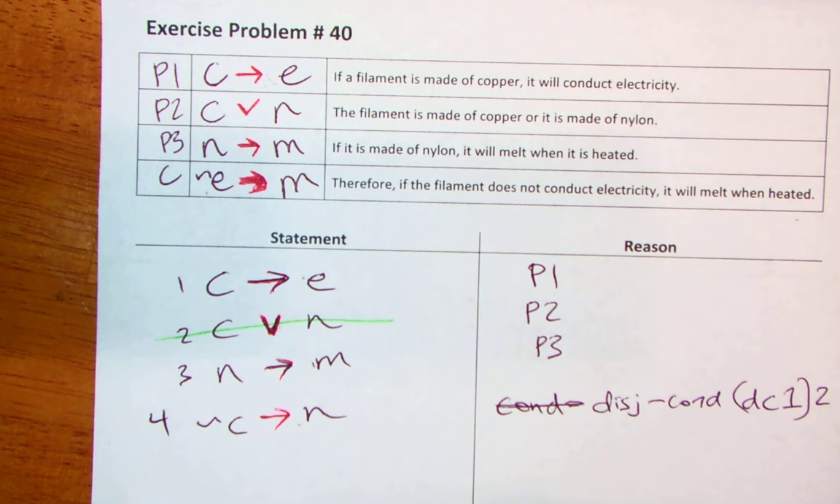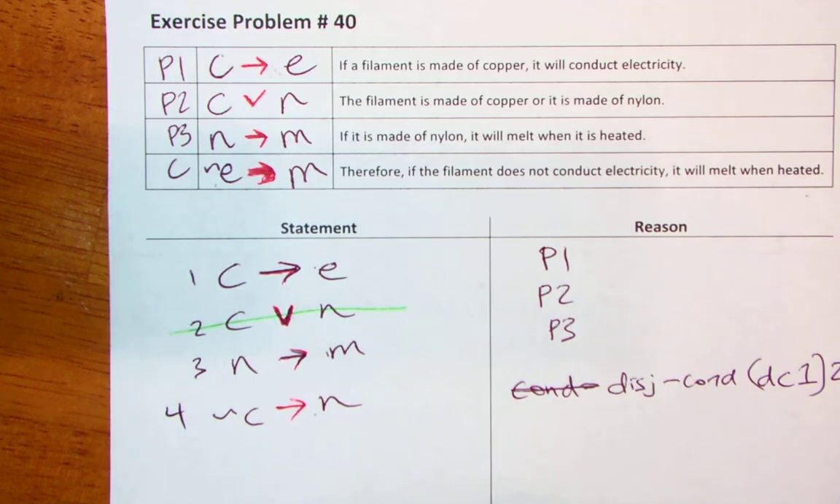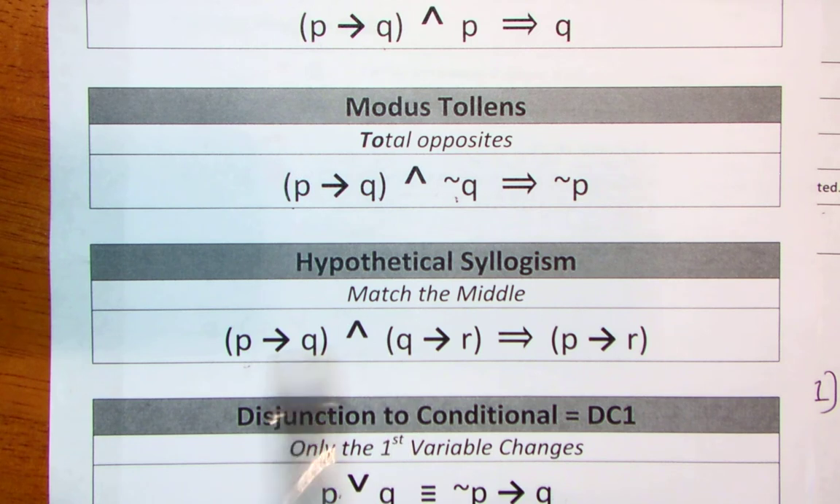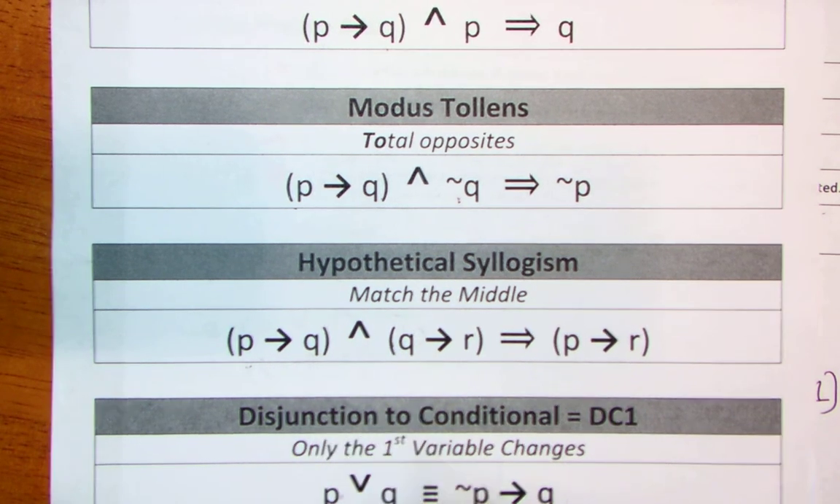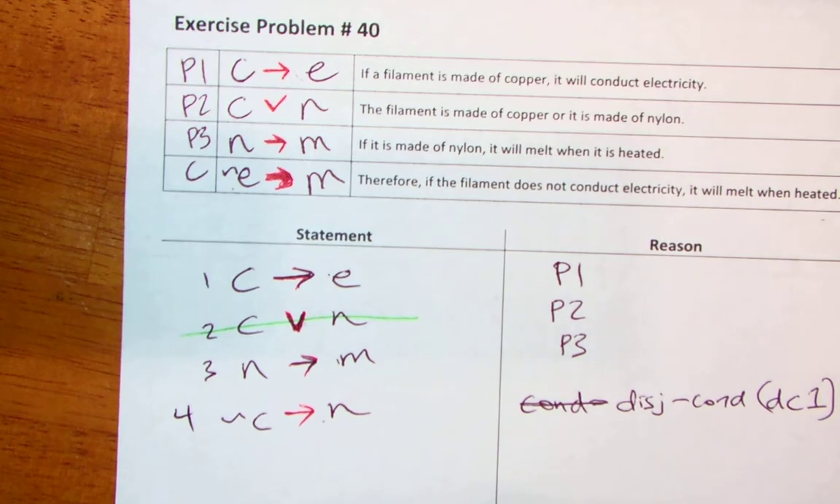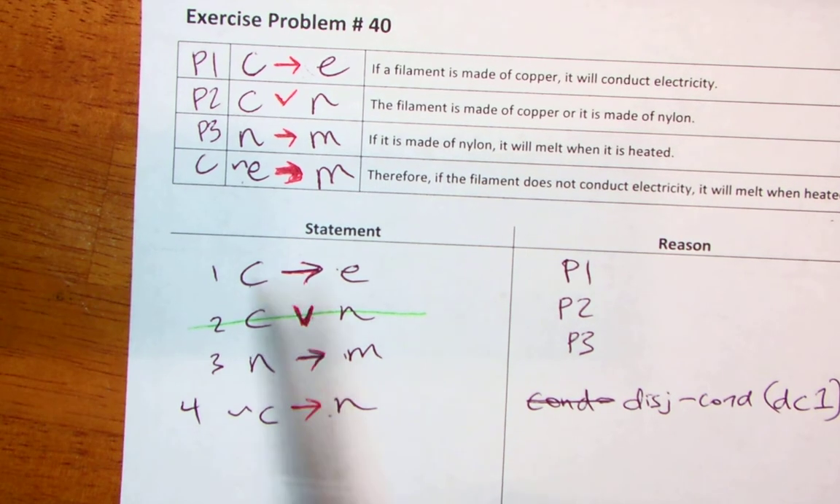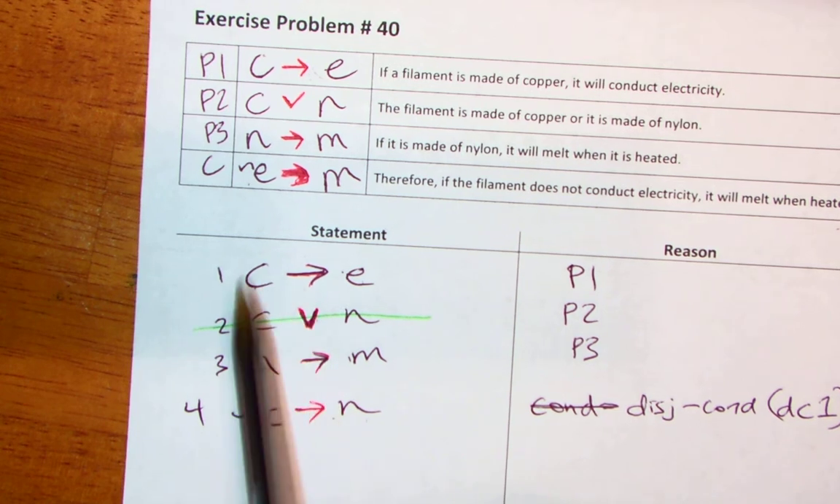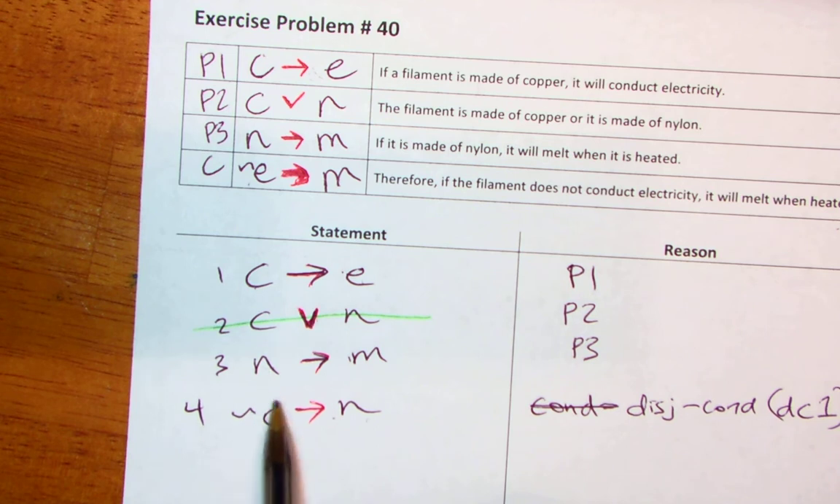Again, I'm not really seeing anything I can do, especially no modus ponens or tollens. However, one rule that we know that uses conditional statements a lot is hypothetical syllogism. But keep in mind that middle variable must match. Well, I see only one link between these, C, E, and M, not C and N. I see the N's and I see the C's. So I could combine these two with the N's right in the middle. So let's go ahead and do that.